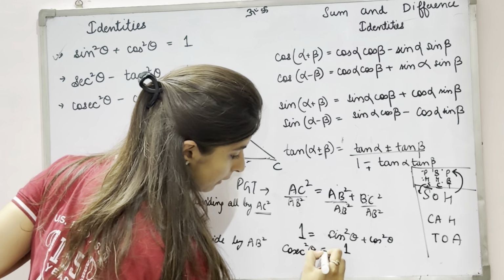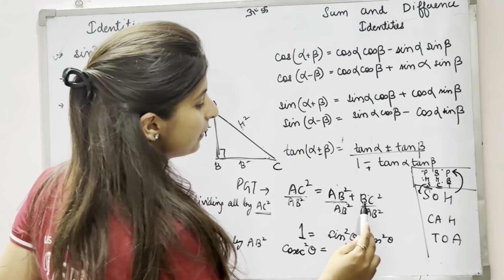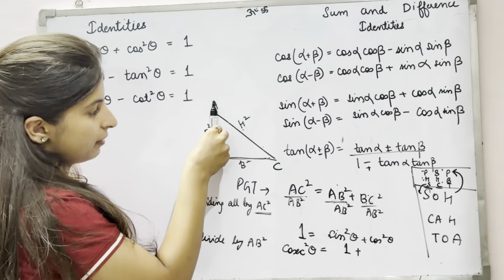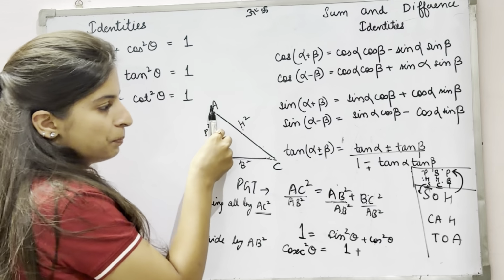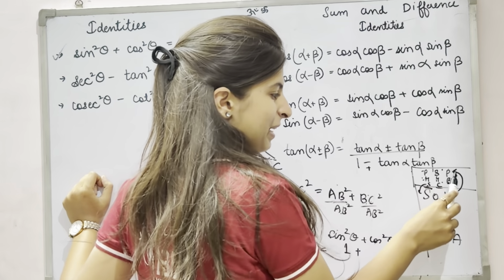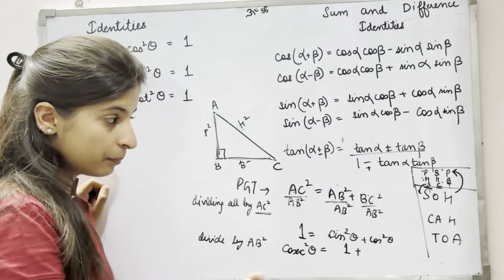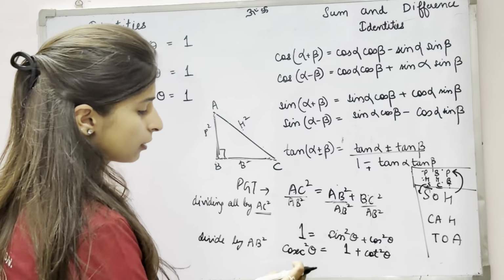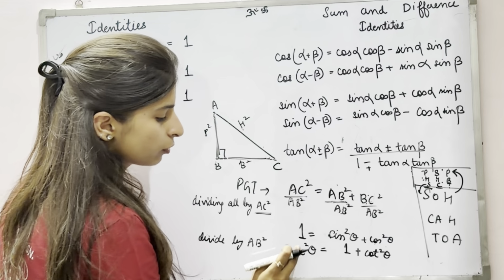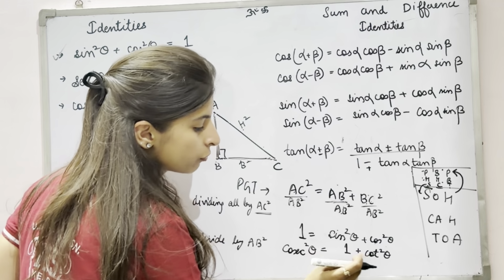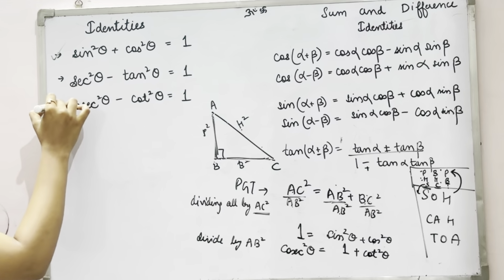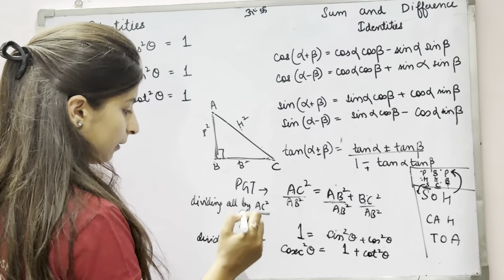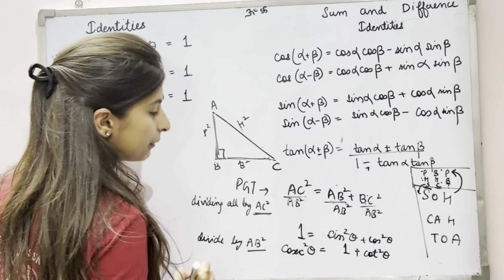Cosecant square theta equals to 1 plus BC square upon AB square. BC square and AB square: base upon perpendicular. Perpendicular upon base is tan. Base upon perpendicular is cot square. Can I also write it like this? I am bringing cot square here. So cosecant square theta minus cot square theta equals to 1. Clear?